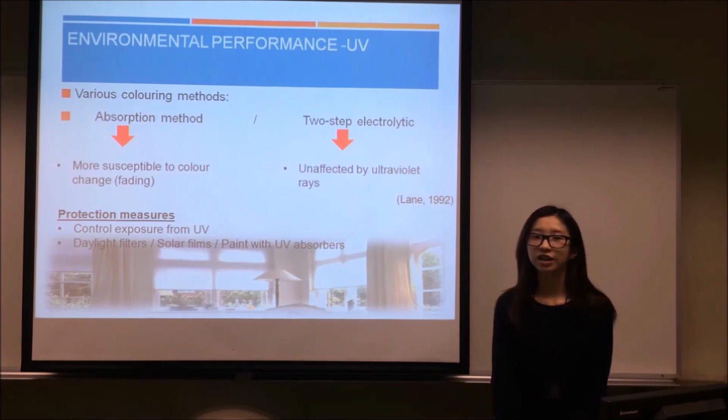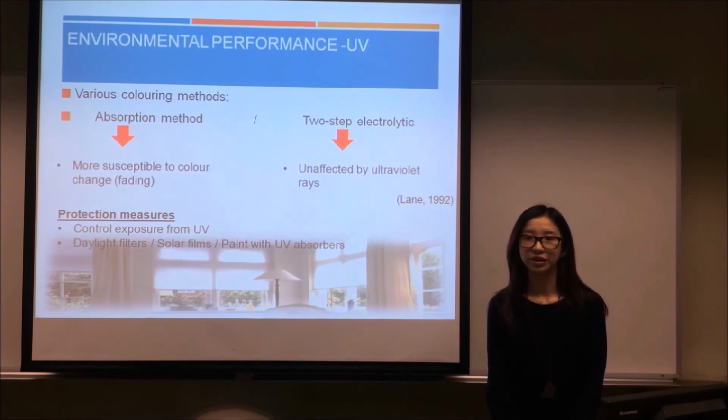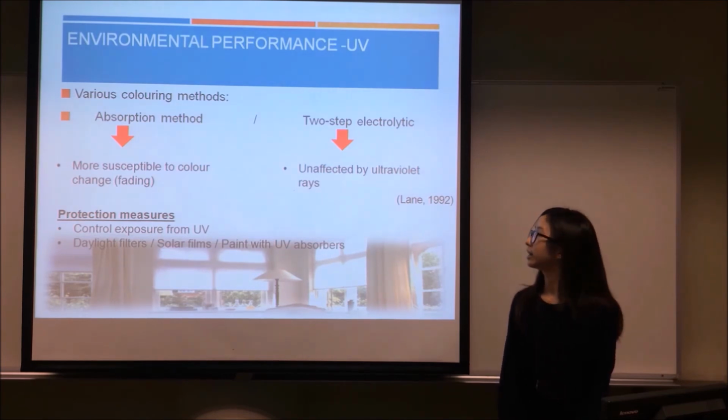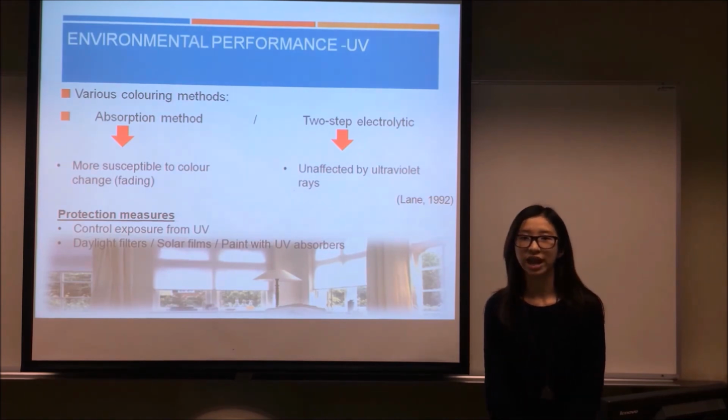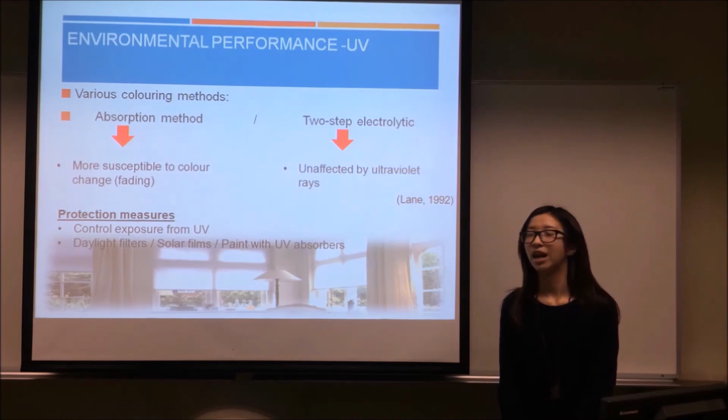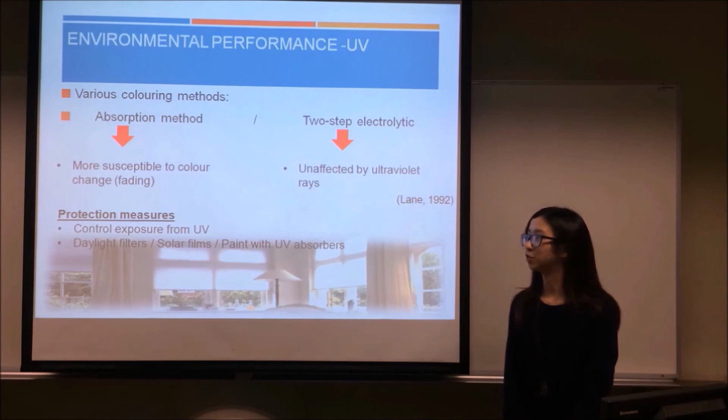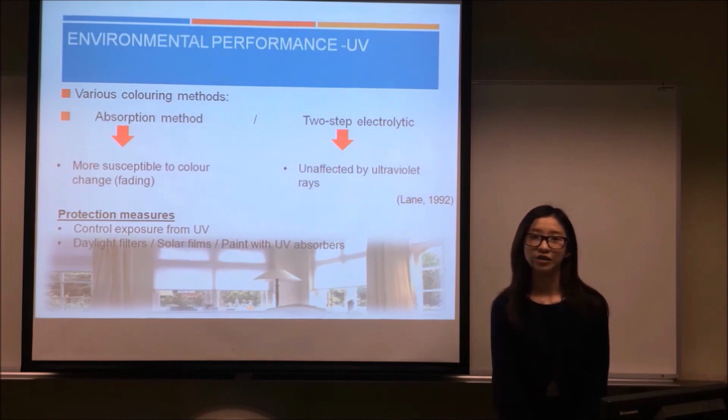Meanwhile, as the color is the result of light wavelength scatter and reflection in the anodic film, the electrolytic coloring, the two-step electrolytic methods, produce coloring which is unaffected by the ultraviolet rays, and so it is much more suitable for external use.